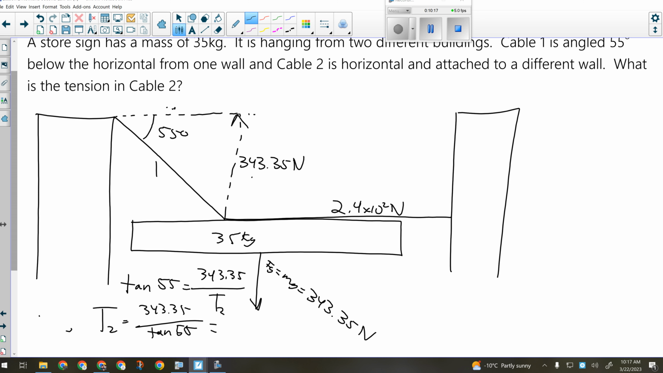Had the question worded it differently, like this, how hard is cable 2 pulling on the sign? Then I would say 2.4 times 10 to the 2 newtons to the right. Okay, because then it's referring to the sign, it's pulling the sign that way. If it asked, how hard is it pulling on the building, then I'd say it's to the left. Okay? But in this situation, it simply asked, how tight is it?